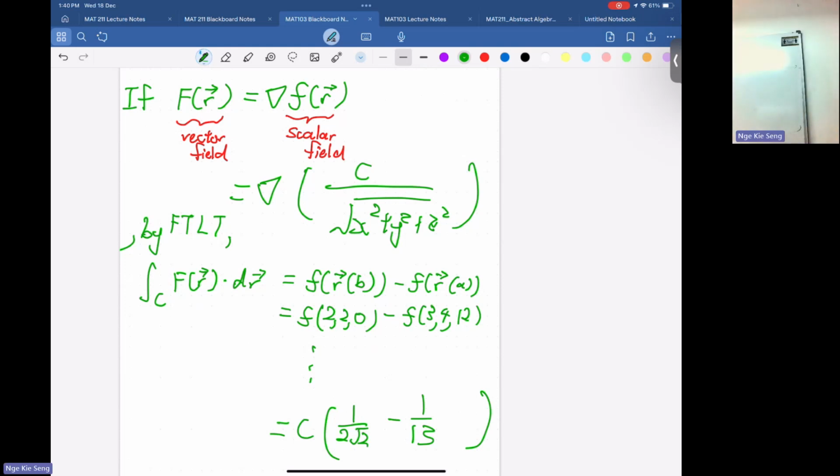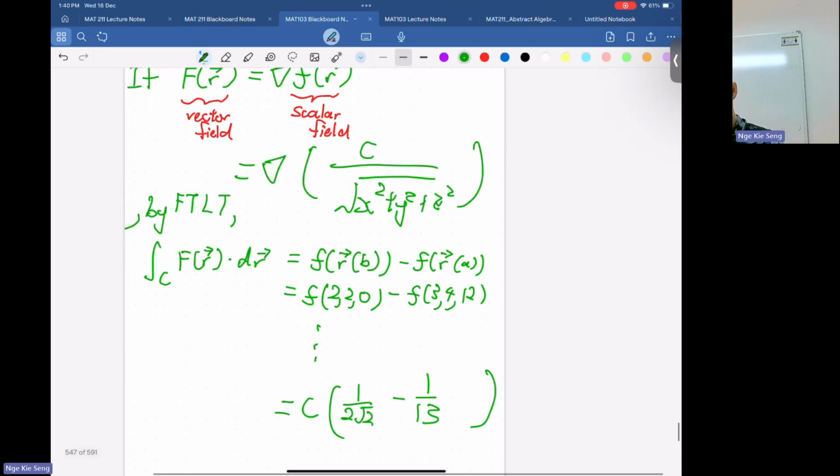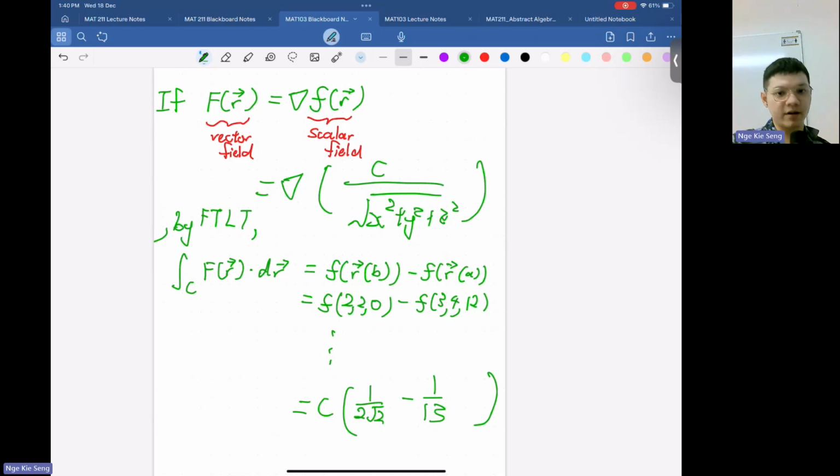So this is one nice thing about this fundamental theorem of line integral. If you know that your vector field is a conservative vector field, then you just apply the little f, the scalar field. Another name for this in physics is the potential function. You just take the difference between the potential function evaluated at the endpoints. Any question?